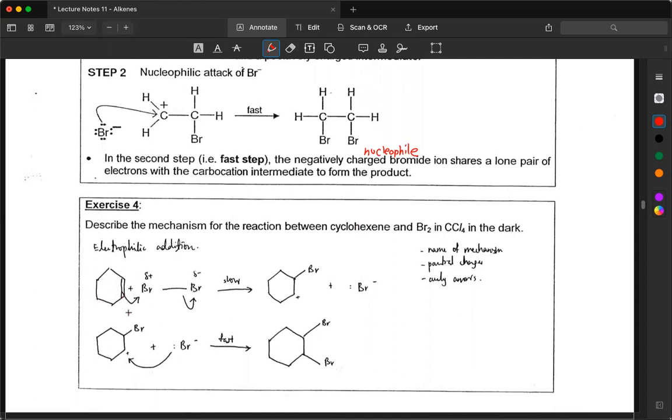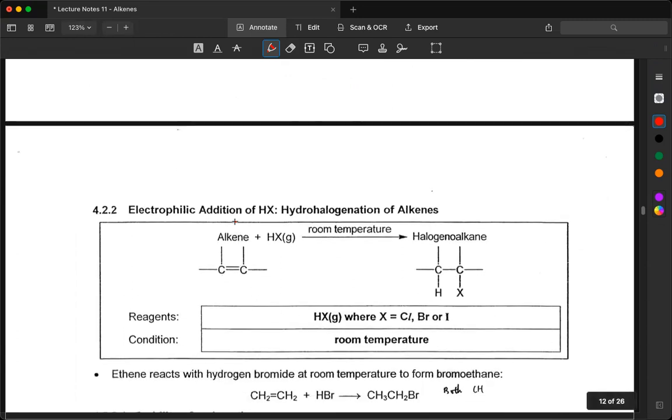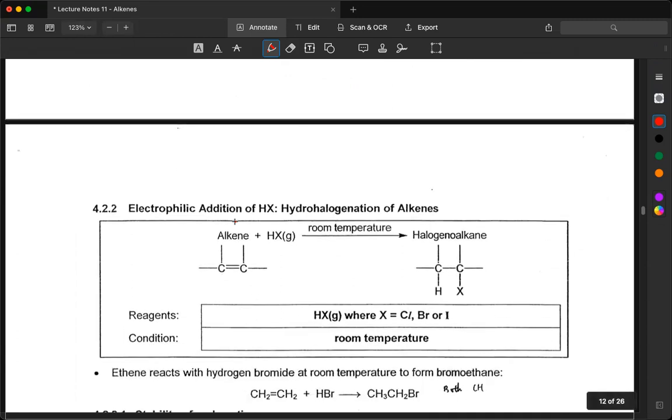It will, remember, from here attract this one. This one bond back to this one. You form Br. Must show this one. This is important. And then from here attack the carbocation, which is the fast step to form the Br. Okay. Now let's look at the next mechanism.